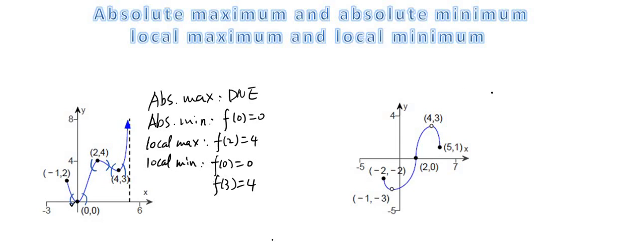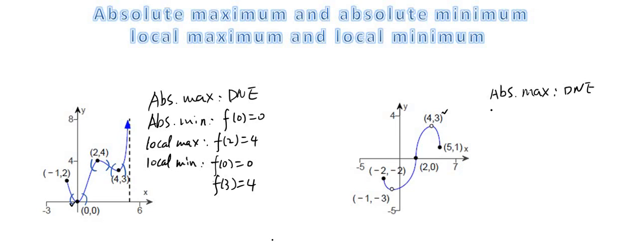Now let's take a look at the second example. What is the absolute maximum? We try to find the highest point from this curve. We find it is here. However, the highest point at 3 is not defined because here we have an open circle, right? So that means it's not defined or doesn't exist.